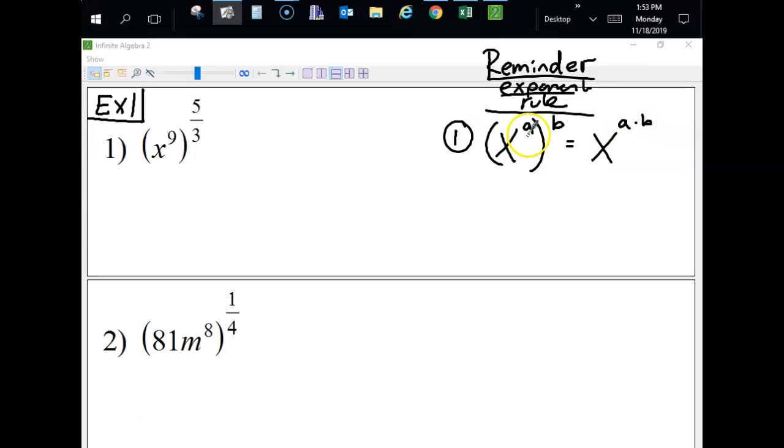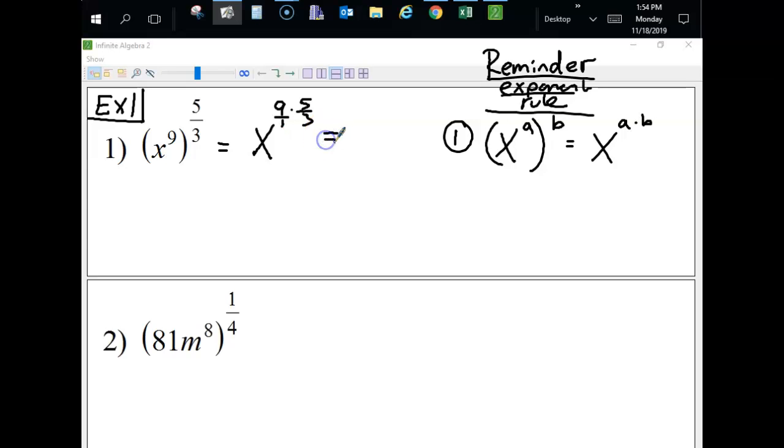So when you have something with a power and you're raising that to a power, you multiply the powers, okay? And that's what I'm going to do here. So if I have x to the 9 raised to the 5/3 power, that's going to be x to the 9 times 5 over 3. Now think of that as 9 over 1. 45 over 3. You could do that and just get 15. So there's 2 ways you could do it, and I'll let you pick which one you prefer.